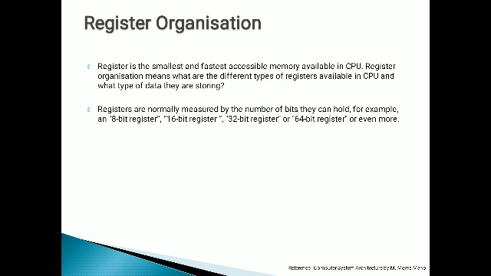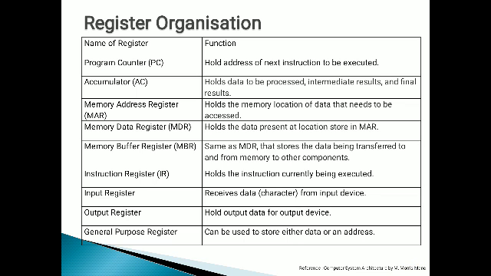Registers are normally measured by the number of bits they can hold. For example, an 8-bit register can store 8-bit of data. 16-bit register can store 16-bit of data, and so on. Now, what are the different types of registers available in CPU?